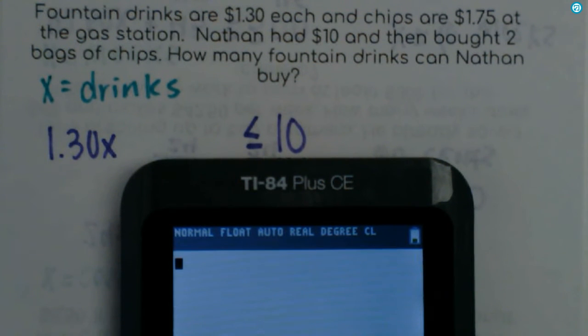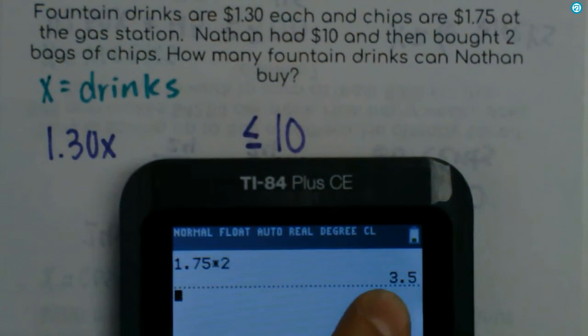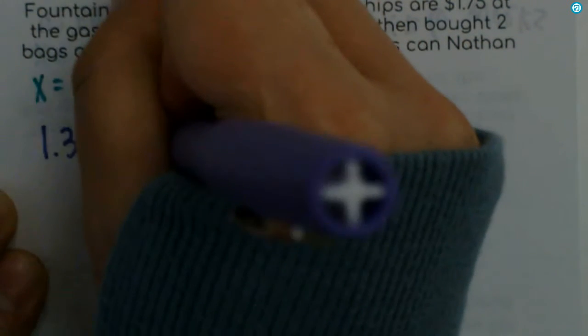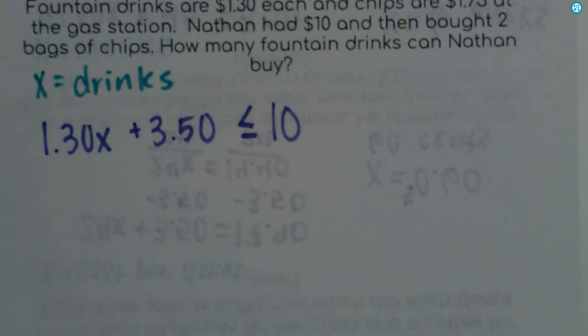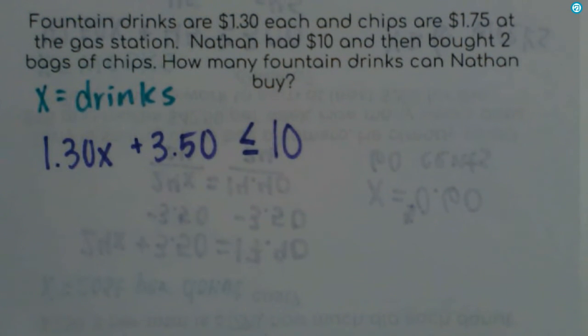2 bags of chips. So we know that 1 bag of chips is $1.75. So we've got to multiply that by 2. And so we're going to do 1.30x plus this $3.50. It has to be less than or equal to 10. So you've got to multiply. There's one on your assignment where they've already bought 4 hamburgers. You've got to multiply how much each hamburger costs by 4.